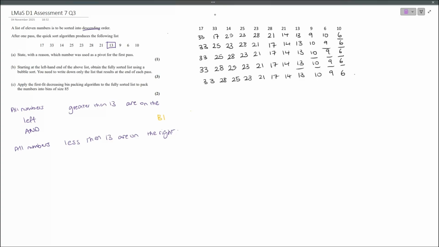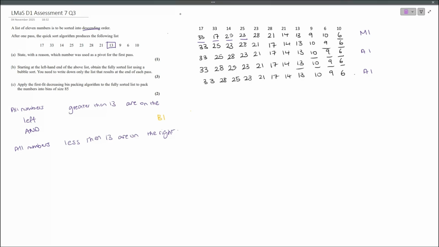Looking through this for the marks, the first method mark comes from doing a bubble sort in a consistent direction, and for the end number 6 being in place, and the list beginning with the correct 4 numbers as well. So this is going to be M1. The first accuracy mark comes from the first, second, and third passes all being correct. And the second accuracy mark comes from the fourth and fifth pass also being correct. A fifth pass must be included.